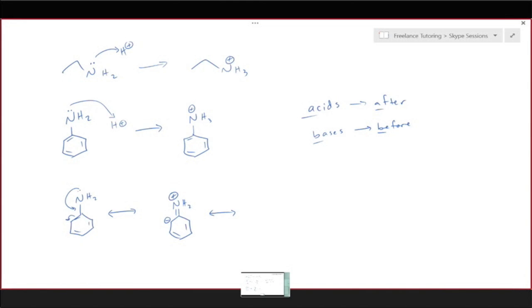Okay. That certainly applied in this case. Comparing these bases, it was better to compare them before rather than after. Okay. Great. Thanks.